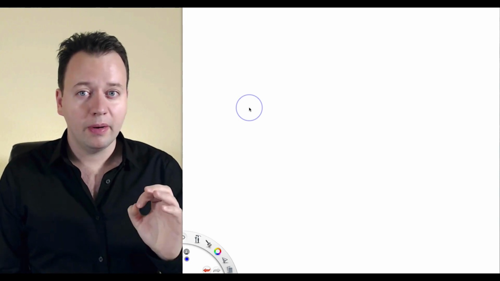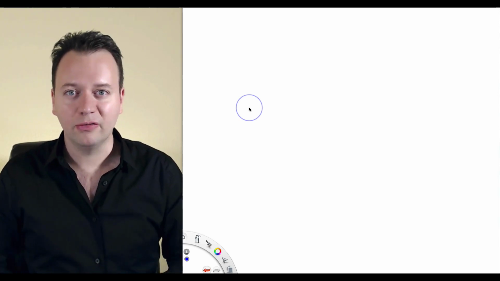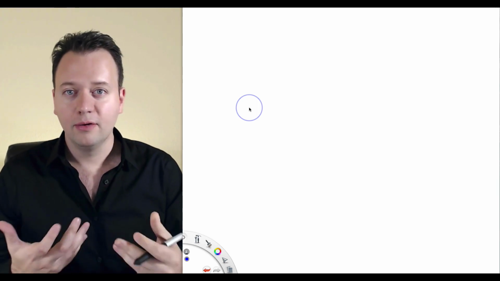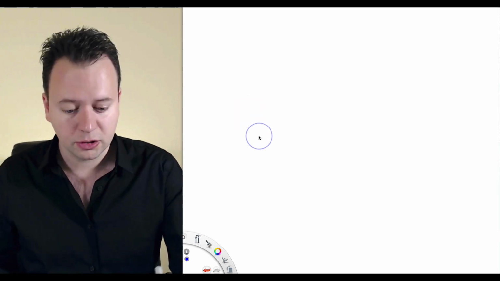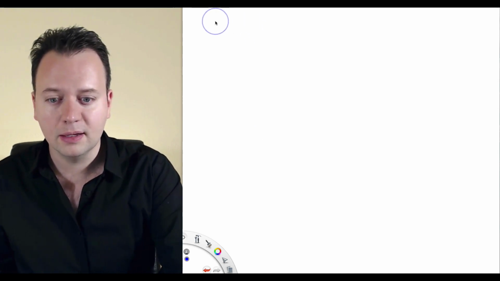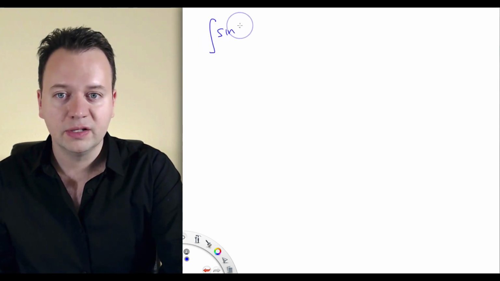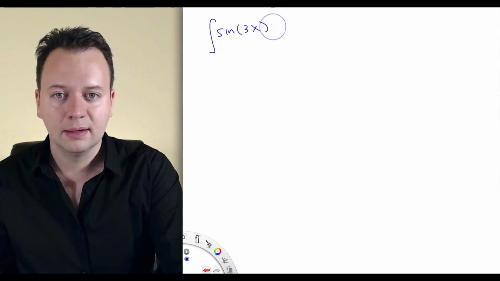Next, we're going to do some individual examples of computing antiderivatives, or families of antiderivatives. So computing the integral of various functions. Our first integral is the integral of sine of 3x dx.